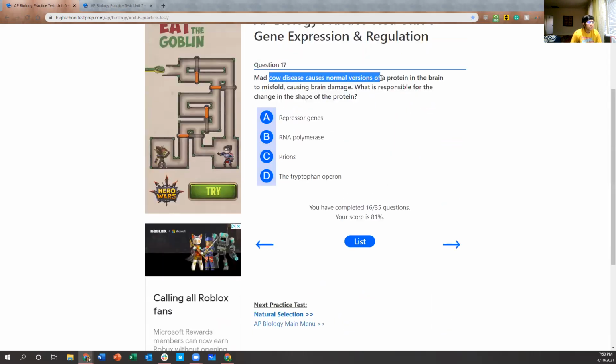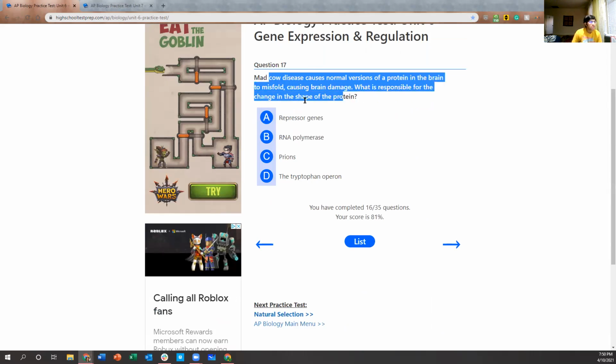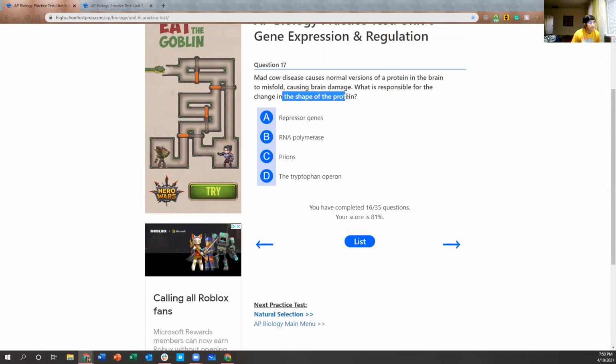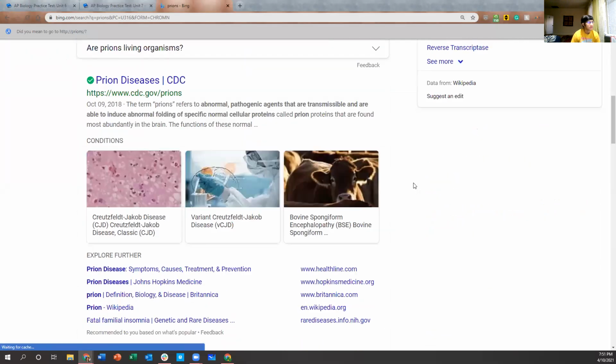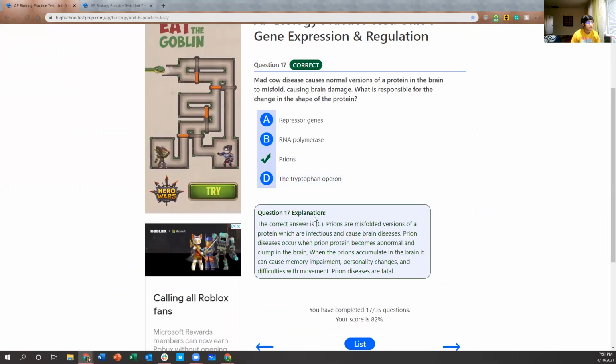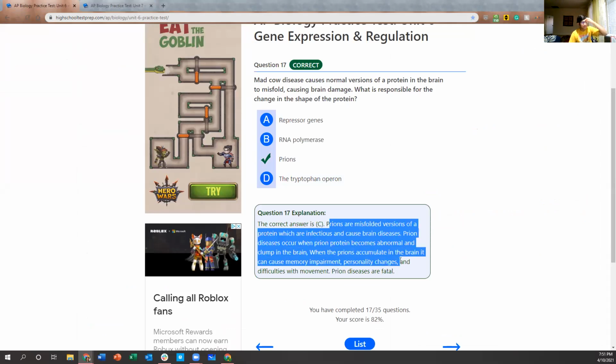Mad cow disease causes normal versions of a protein in the brain to misfold, causing brain damage. So what's responsible for the change in shape of the protein? I'm not exactly sure. Is it prions? I think prions are the ones that are responsible for helping proteins. Yeah, prions are misfolded proteins. So that would be prion. Okay, prions are misfolded versions of protein which are infectious and cause brain disease. Okay, so that's just a definition.